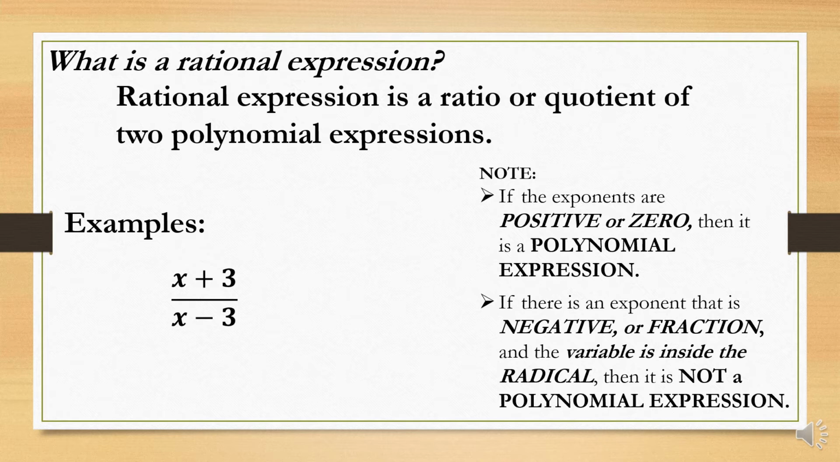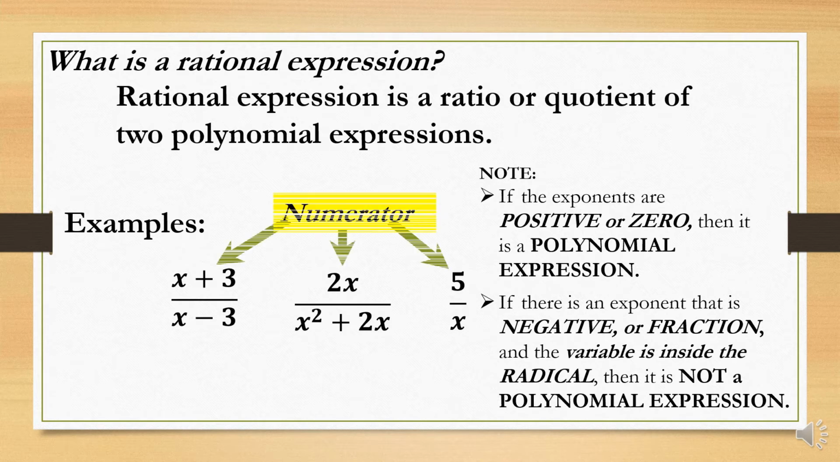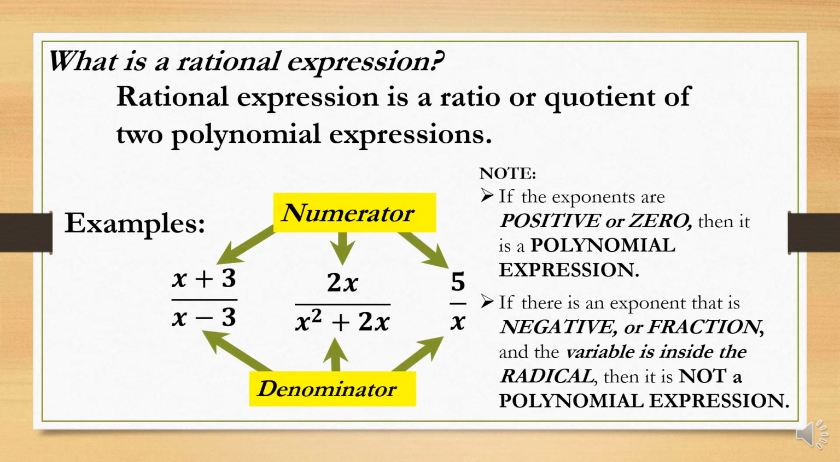So you have observed that both numerator and denominator are polynomial expressions. Another example, 2x over x squared plus 2x, and 5 over x. You have observed that both numerator and denominator are all polynomial expressions.